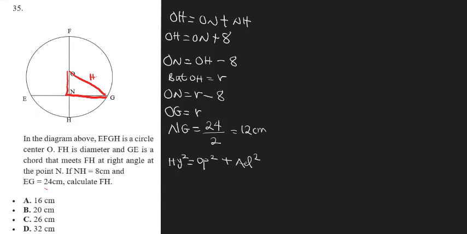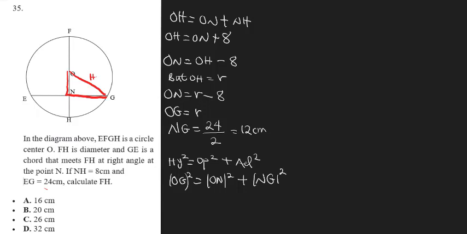So OG is the hypotenuse. So we're going to set OG square is equals, what is our opposite? Our opposite is ON, right? So ON square. Then we have plus adjacent, that will be what? NG square. So we have this.